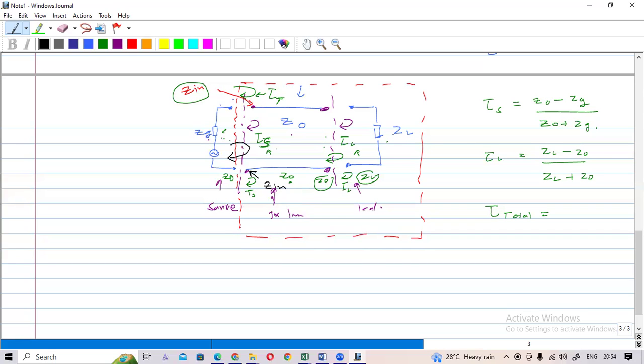If you know this ZL, and if you know Z naught, and if you know the transmission line length, you can calculate this Z in using the Smith chart or the transmission line impedance equation. Then what is the total? How is it coming? How is this term?